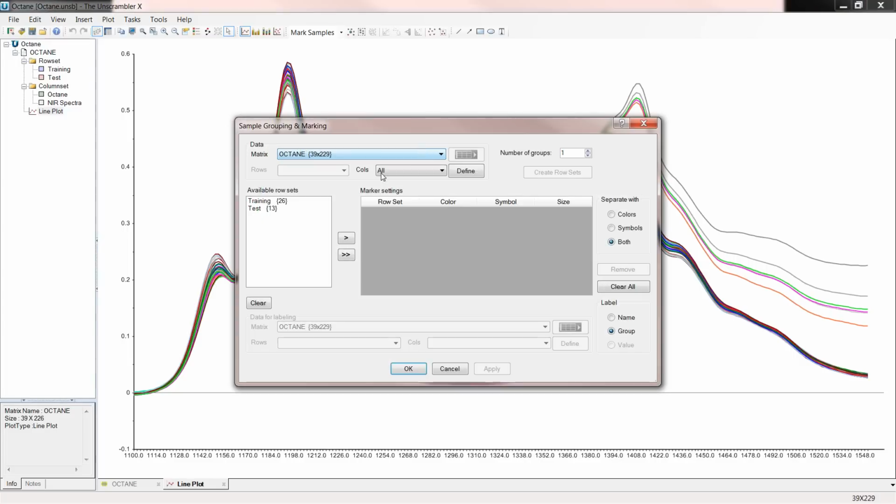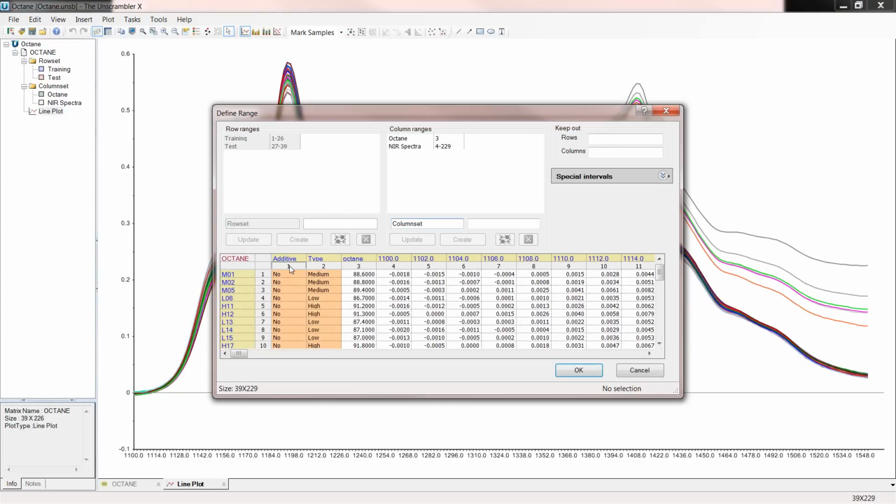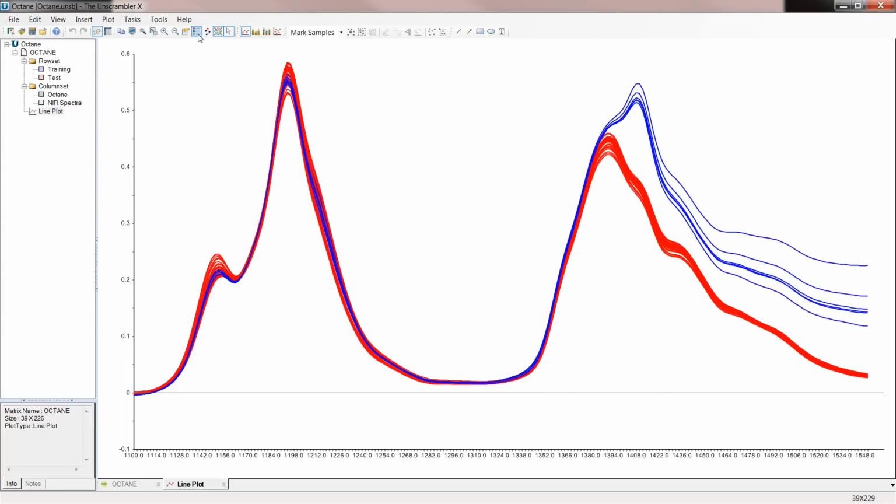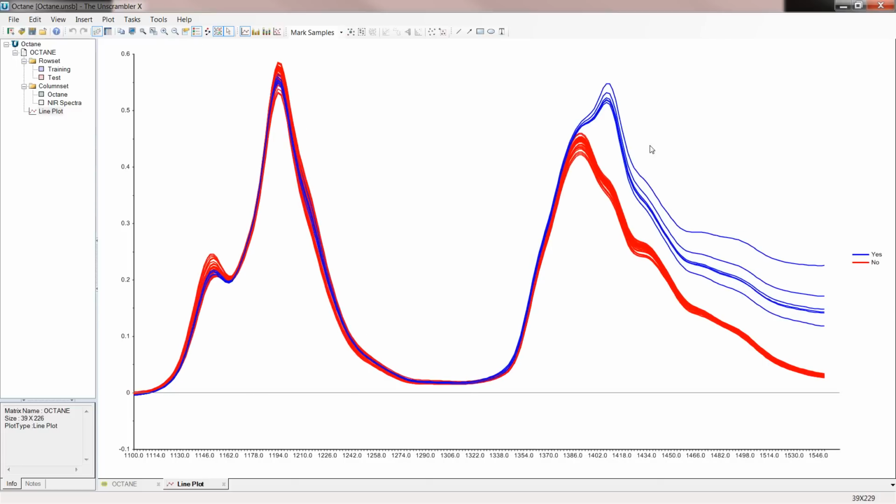If we go to sample grouping, we can look at additives, create row sets, and we see that those are the ones with the additive. Now this additive is alcohol, and this is where you find your OH bands, so this makes sense that it would have a different structure in that area. But all your straight chain and broken branch chain hydrocarbons are down here. They're not affected as much by the additive.